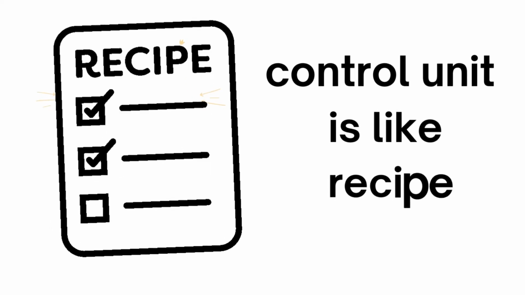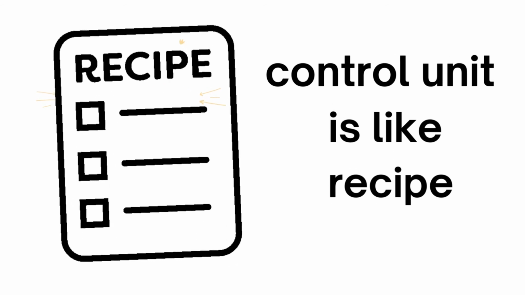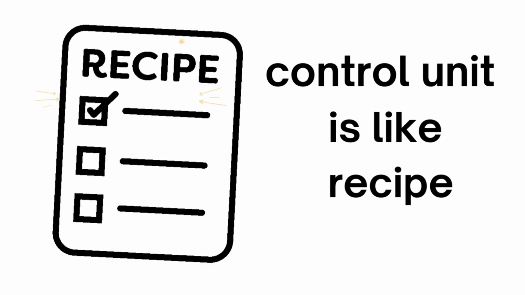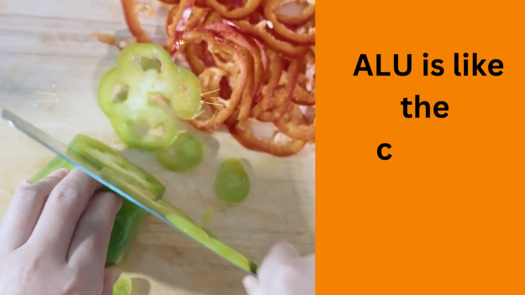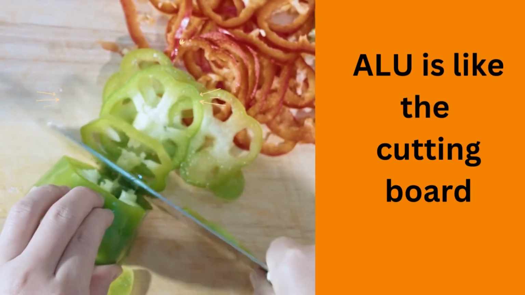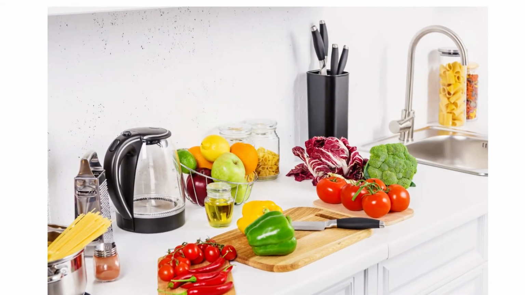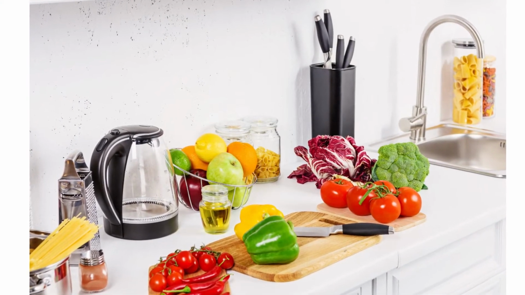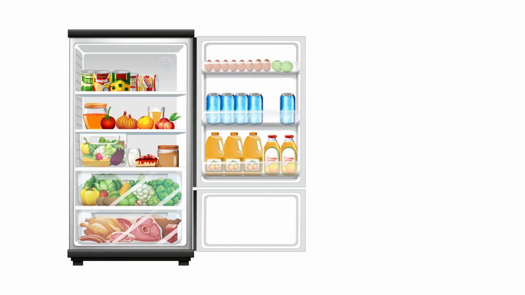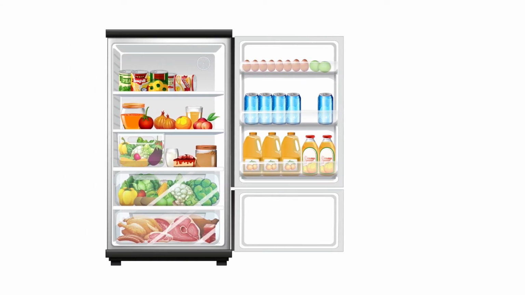A good analogy to picture all of this, which was also taught to me in school, is this: the control unit is like the recipe that has step-by-step instructions on how to cook. The ALU is the cutting board where the cutting or processing is done. Memory, or RAM, is like the extra space available on the counter for placing the ingredients for faster access. And the refrigerator is like the hard drive where we store the food.